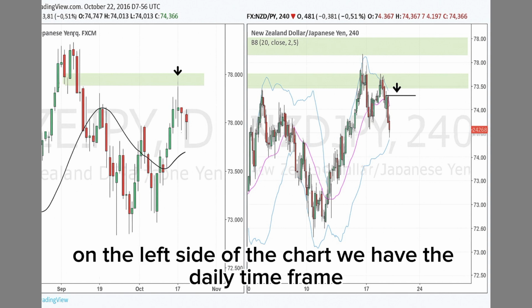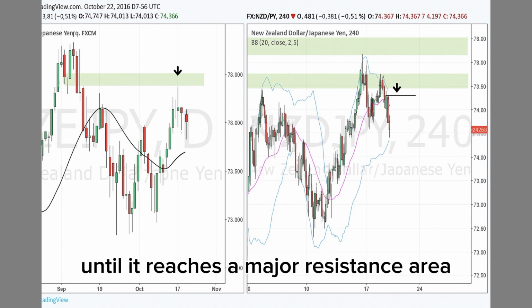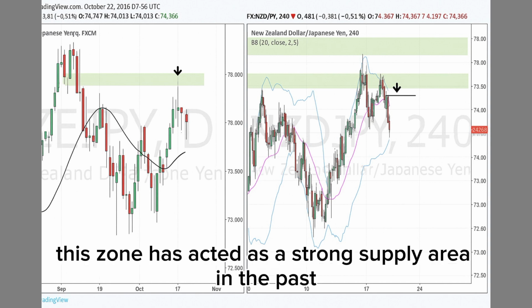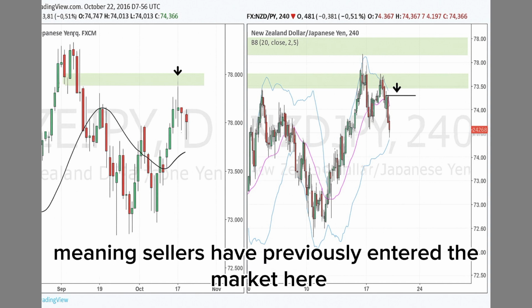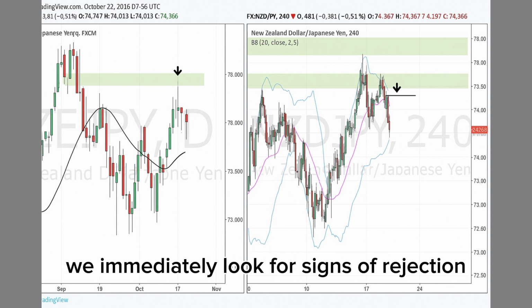On the left side of the chart, we have the daily time frame. You can clearly see that the price has been rising steadily until it reaches a major resistance area, highlighted by the green zone at the top. This zone has acted as a strong supply area in the past, meaning sellers have previously entered the market here and pushed prices down. When price returns to this level again, we immediately look for signs of rejection.